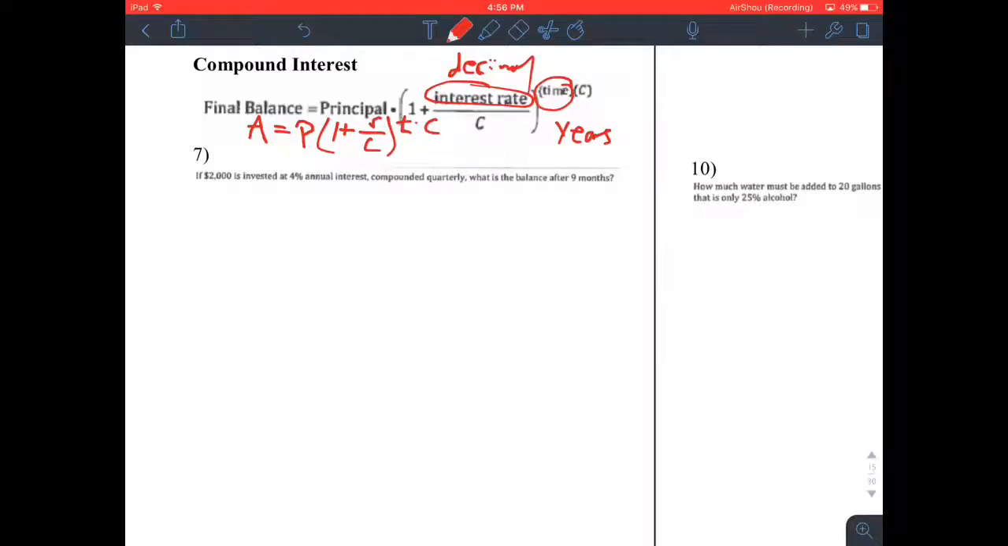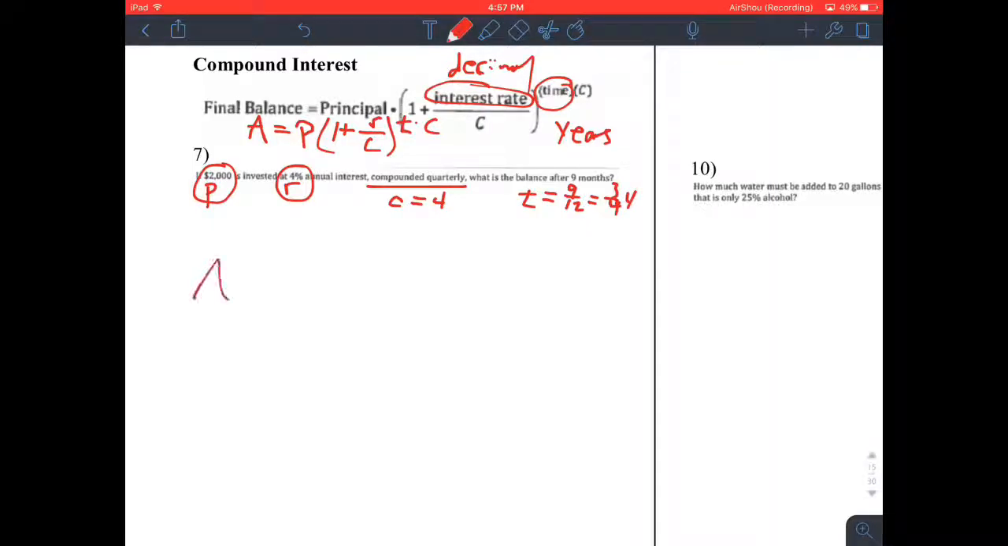All right, number 7. If $2,000 is invested, that means that P is 2,000, at 4% annual interest, that is R, but you got to write it as a decimal, compounded quarterly. There are 4 quarters in a year, so that means that C is 4. What is the balance after 9 months? 9 months is not in years. To change months to years, you divide it by 12. That's 3/4 of a year.